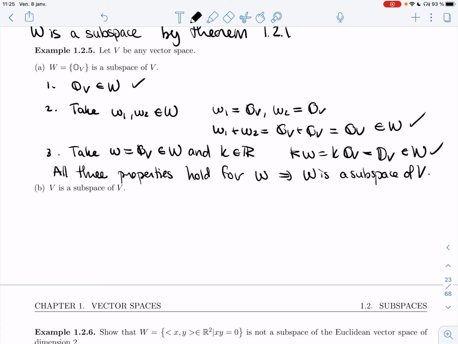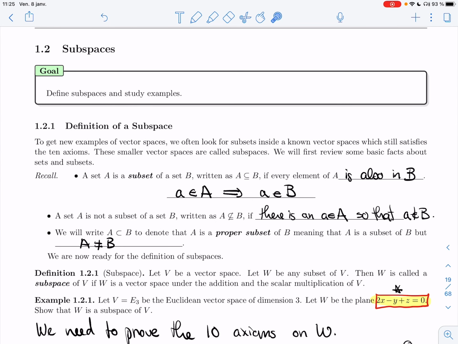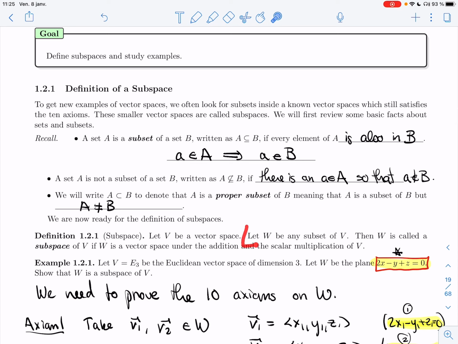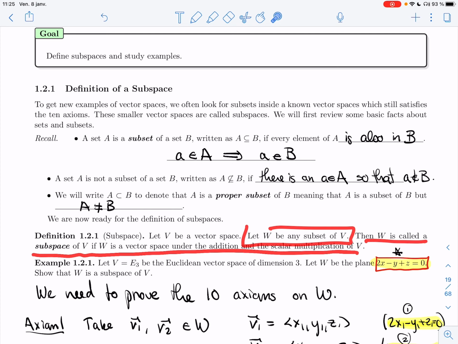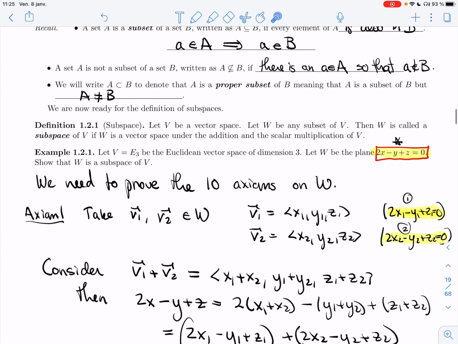All right, second, V is a subspace of V. I could prove all three properties. That'd be longer than doing what I'll do. I'll go back in time and look at the definition here. W be any subset. W is called a subspace if W is a vector space under the addition and the scalar multiplication of V. So in this case, going back to the definition is actually faster than using the three properties.